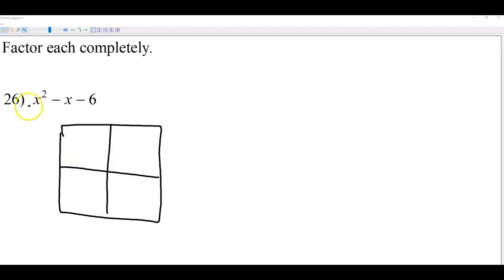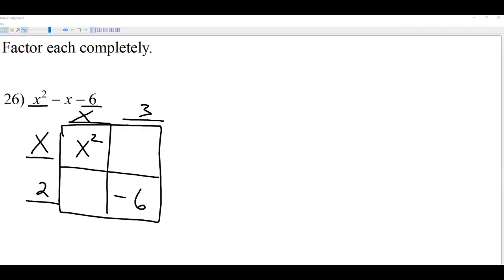We put the first term in the top left box. We put the last term in the bottom right box. Next, we look for two numbers that would multiply to make x squared, and that would be x times x. Then we look for two numbers that multiply to make -6, and we'll put those here and here. I'm going to try 3 and 2.